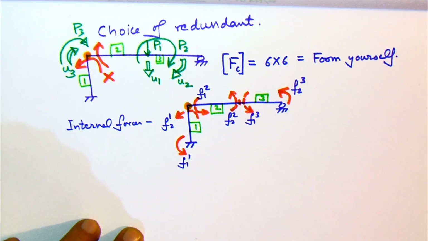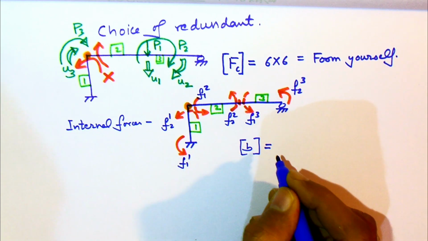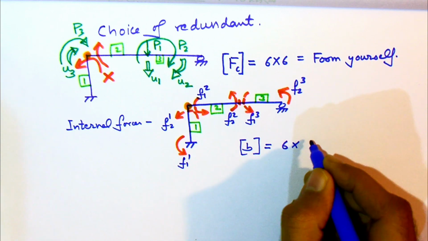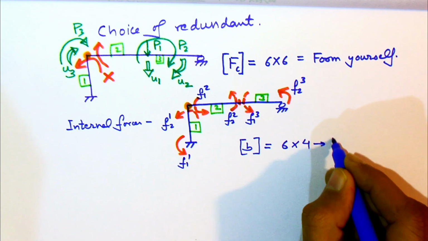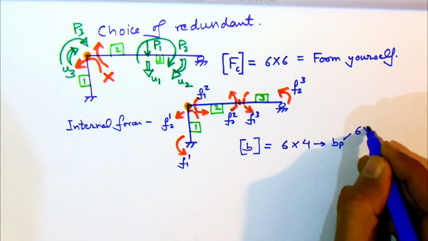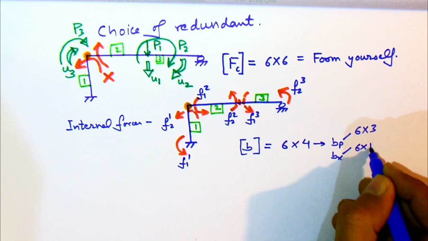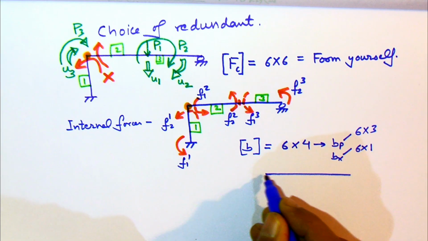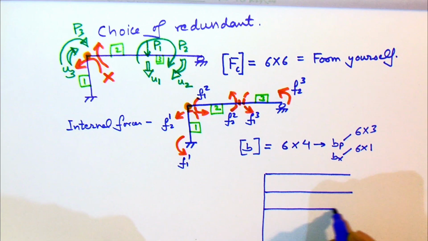So the size of the B matrix, because there are 6 internal forces, the rows will be 6, and since there are 3 externally applied forces and 1 redundant, the columns will be 4. So the size of the B matrix is 6 by 4. So BP is 6 by 3, BX is 6 by 1. So we just form the matrix and then we'll use our approach of obtaining the elements column by column.